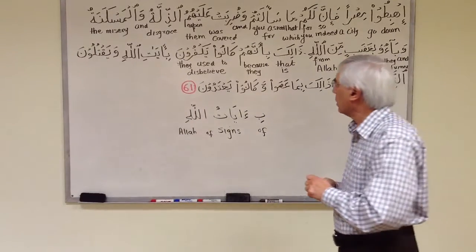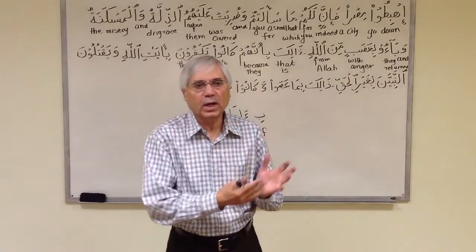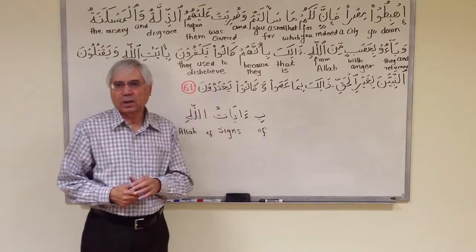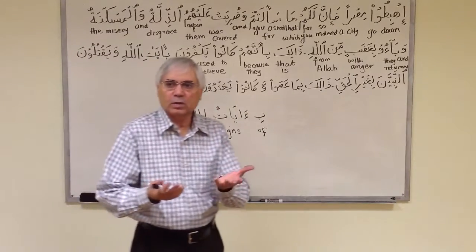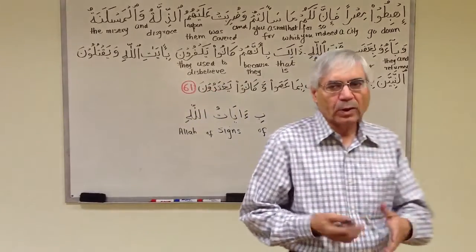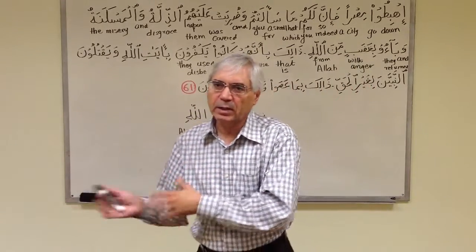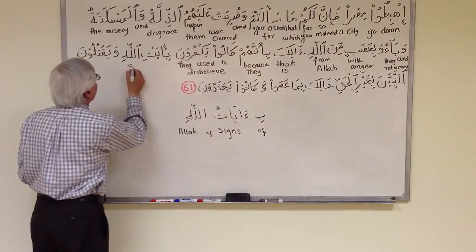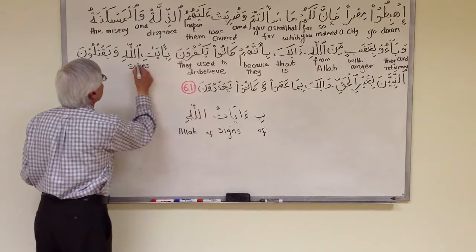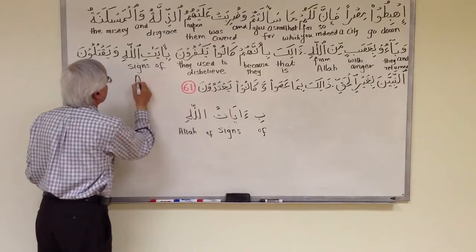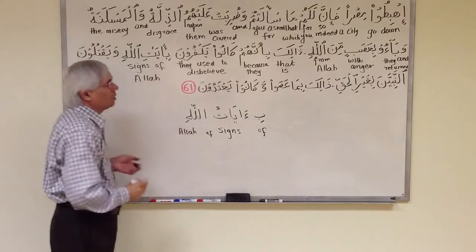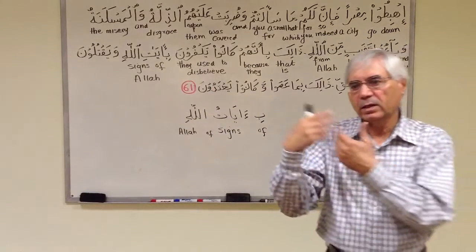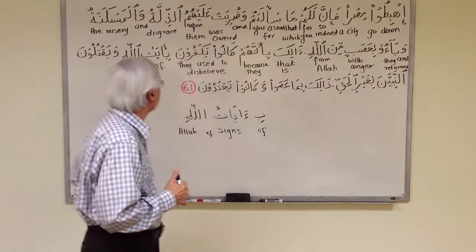كَانُوا يَكْفُرُونَ, and they used to deny or reject or disbelieve the signs of Allah subhanahu wa ta'ala, or the verses of Allah subhanahu wa ta'ala. So whenever any sign came from Allah, they denied that. They rejected that. Okay? Signs of Allah. So this is their crime. This was their crime that they disobeyed and they rejected the signs of Allah subhanahu wa ta'ala.